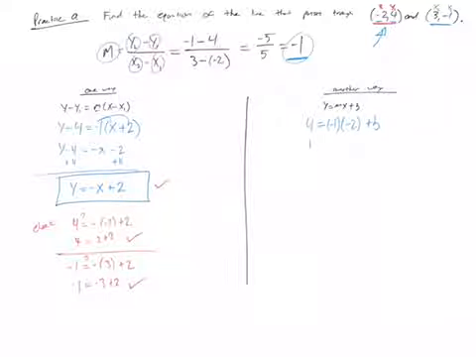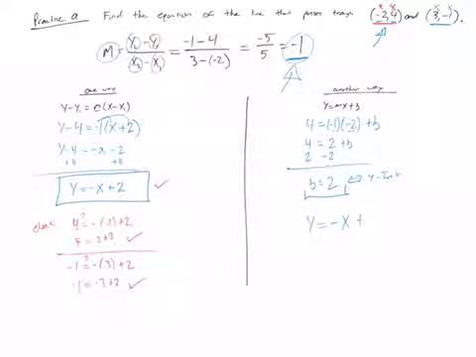So let's see here, this is going to be 4 is equal to, well, negative 1 times negative 2 is going to give me positive 2 plus b. Trying to solve for that b, I'm going to subtract 2 from both sides, and I will get b is equal to 2. Well, now that I know b, which is my y-intercept, and I know my slope from up here, I can just plug that in, and my final answer will be y is equal to mx, which is negative x, plus b, which is 2.